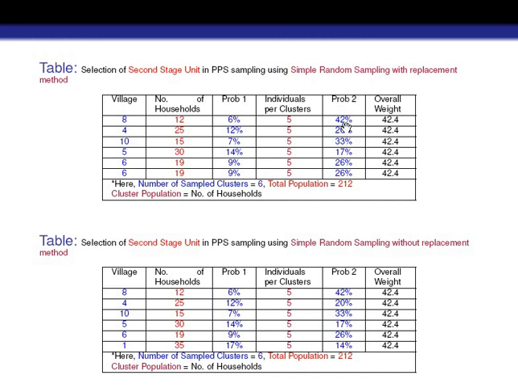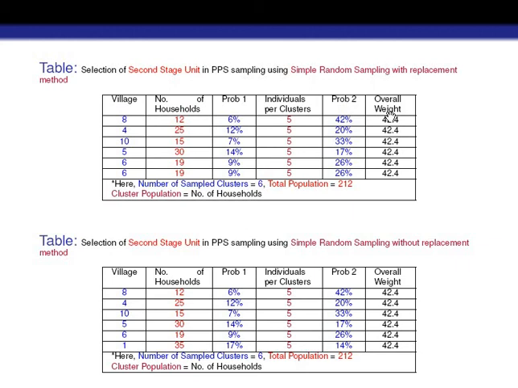After calculating these two probabilities, we can calculate the overall weight. Here I am just considering the overall weight, not the overall probability. We can simply calculate it; it is nothing but the inverse of this. When you calculate the overall weight for each of the selected clusters, you will see that the overall weight for each of the selected clusters is the same.